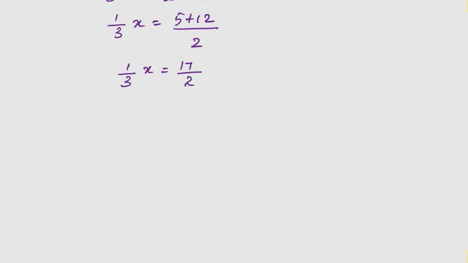We'll cross multiply. 2x is equal to 17 multiplied by 3. So we get 2x is equal to 51. So x is equal to 51 divided by 2.